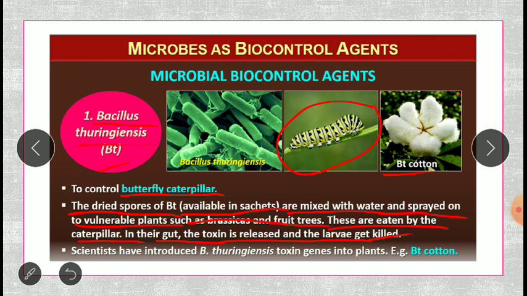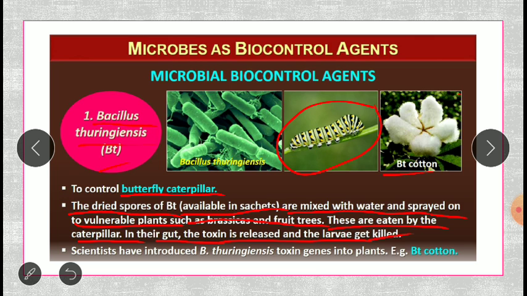So what they are doing, they take the spores. Spores means the bacteria which are dried, they are taking them, mixing them with water so that they get activated, and it is sprayed on the crops. So when the caterpillar is eating the crops or the leaves, together with that it is eating those bacteria also, and when these bacteria reach the stomach of the caterpillar, the caterpillar is going to get killed because the toxin is released.